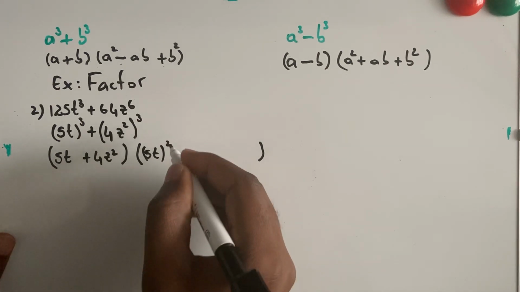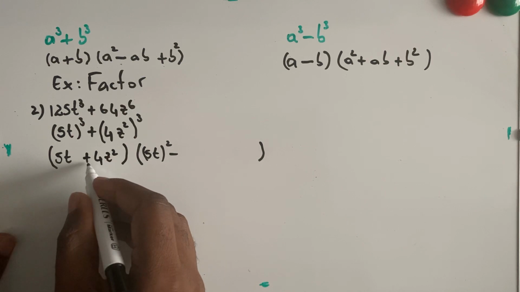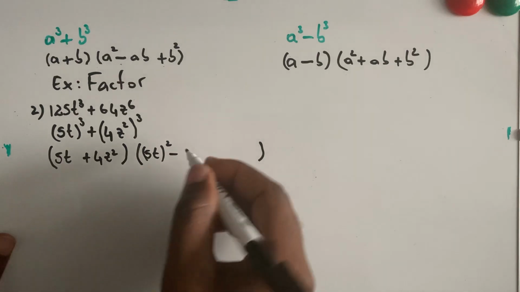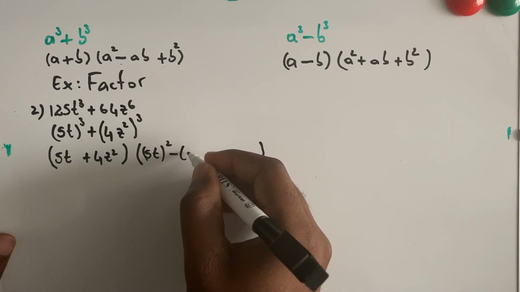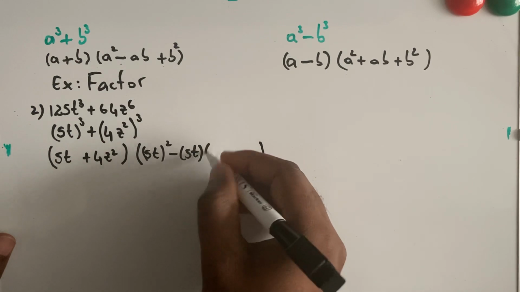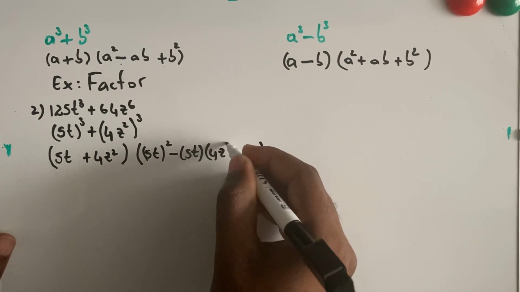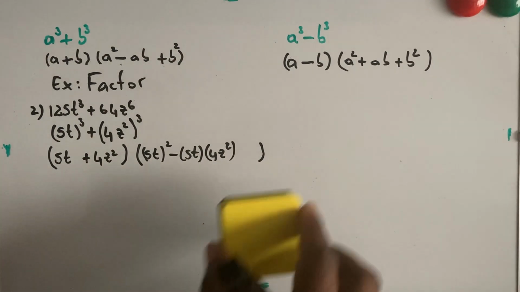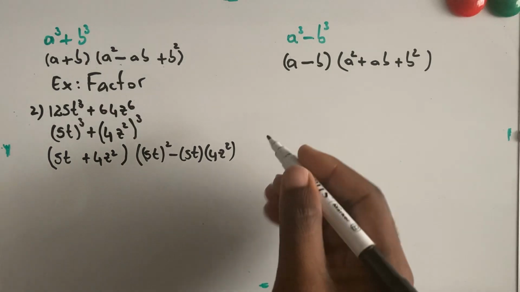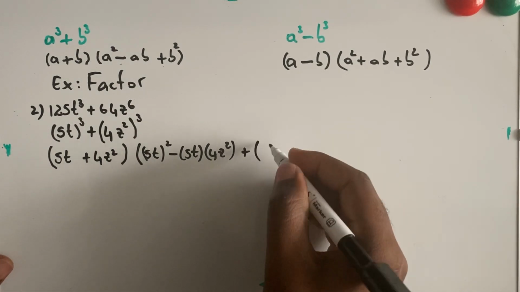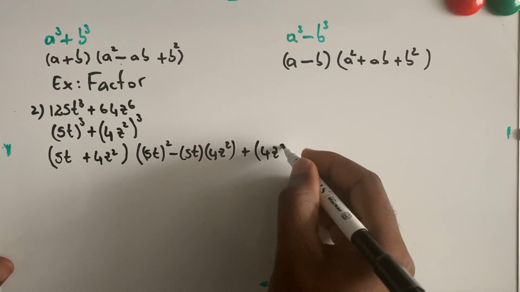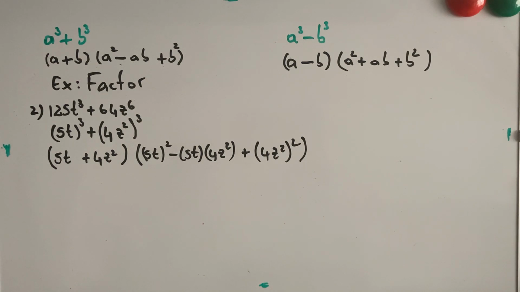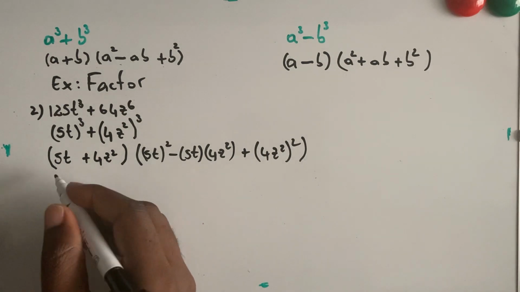So 5t squared minus, because the sign must be different from what I have here, the first times the second. 5t times 4z squared, let me write it again so everybody can see. 5t times 4z squared. Then the last one will be plus, always positive. So plus the last one squared, which is 4z squared, squared. Okay, so now we just do the math.